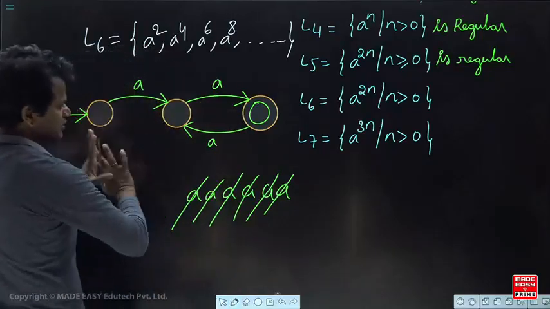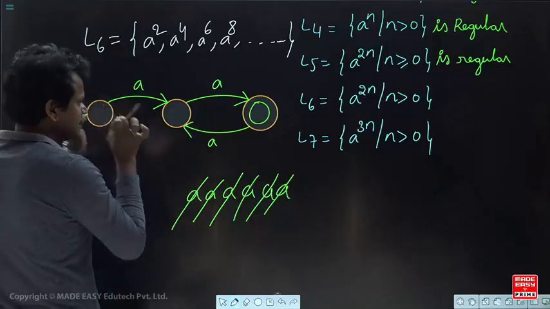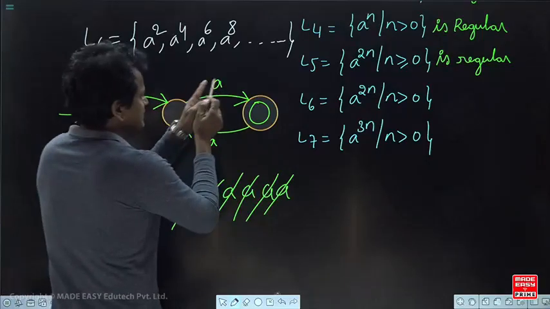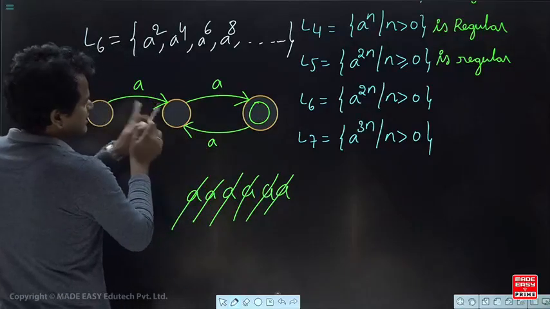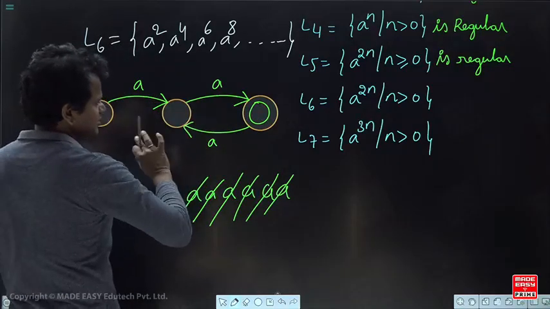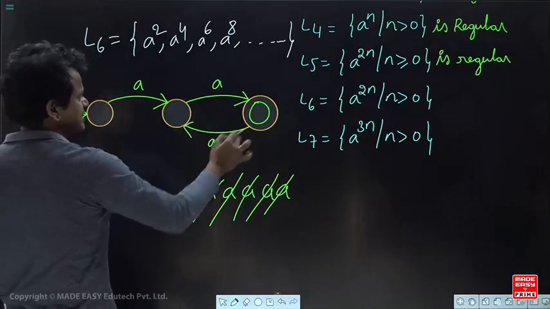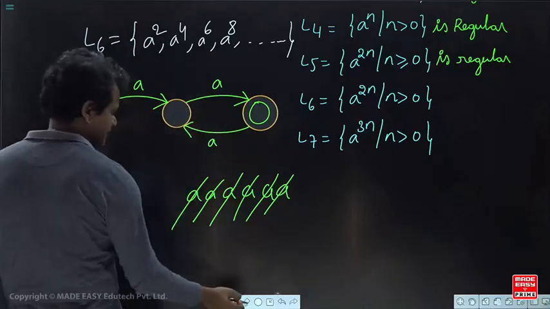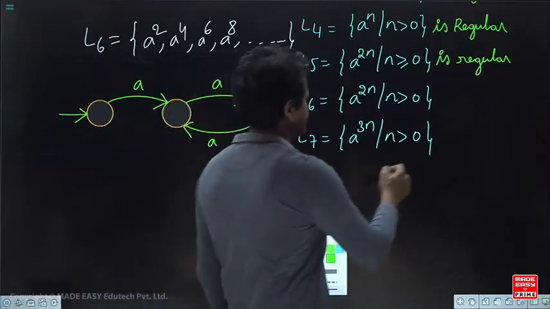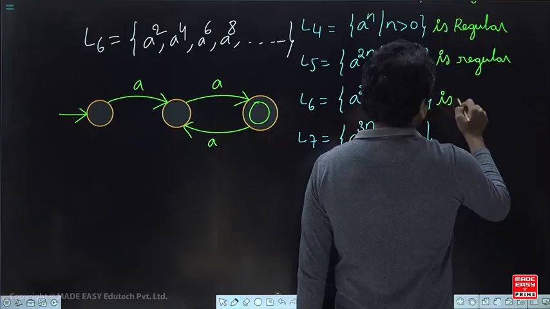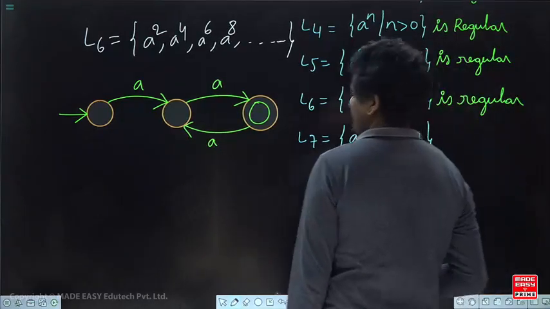But the machine cannot count that a's are 2, 4, 6, 8, 10, 12. No, no. The only thing is, if even number of a's, we have designed that you go to final. For odd a's you come back. But the machine cannot count that a's are even or odd. The only thing is, by changing the state, everything will happen. Okay? Copy this, guys. So anyway, L6 is regular because we can construct a finite automata to accept every string of L6.